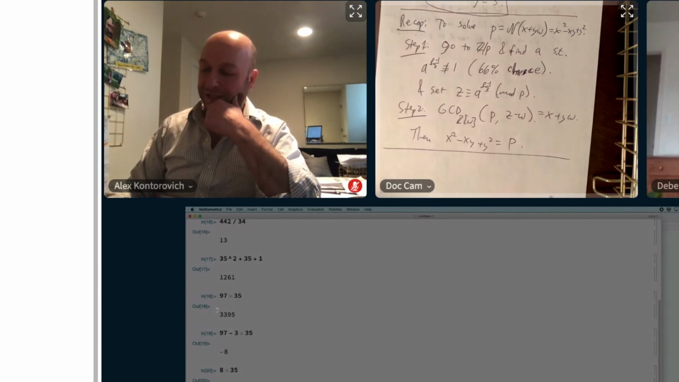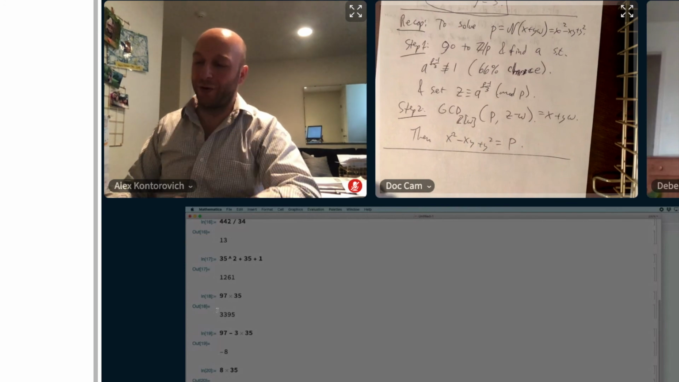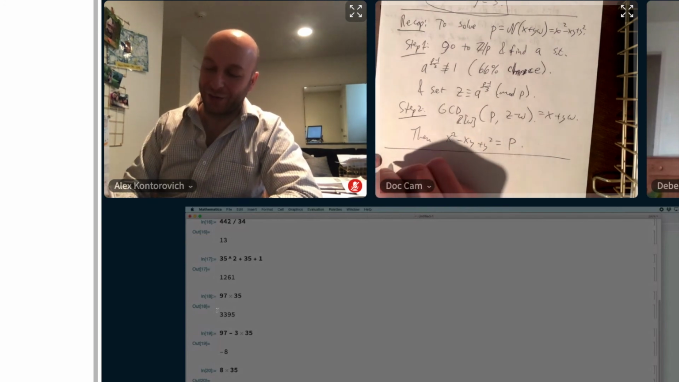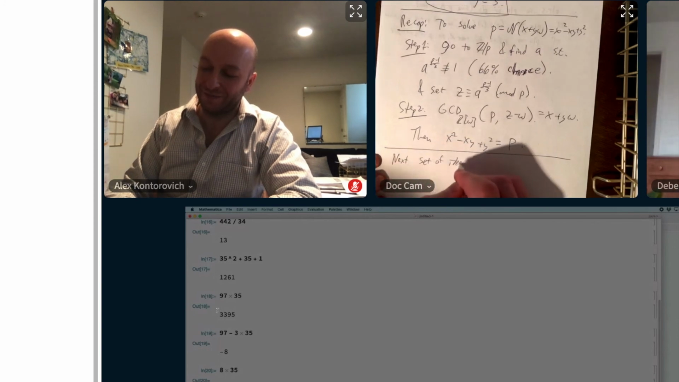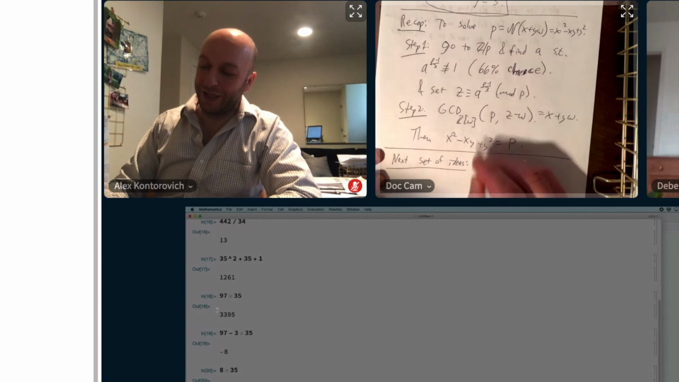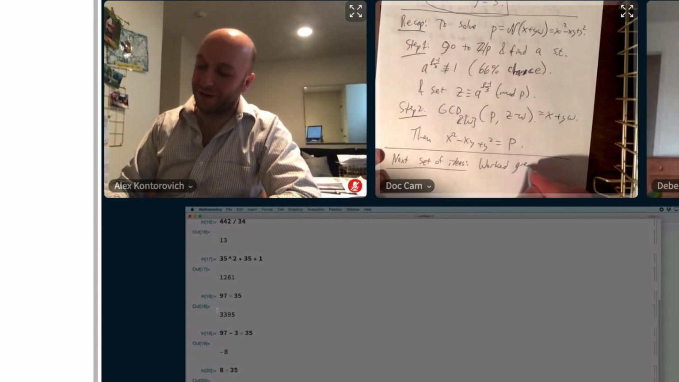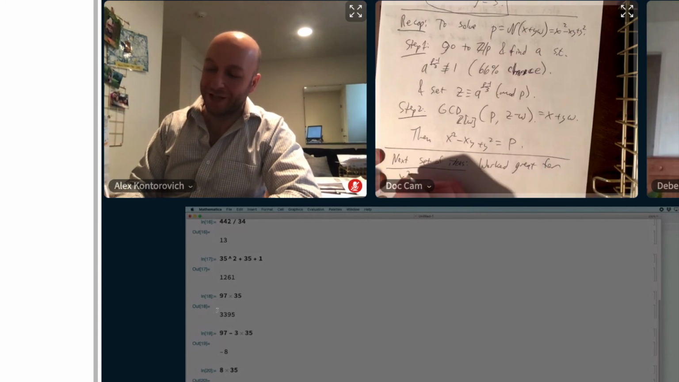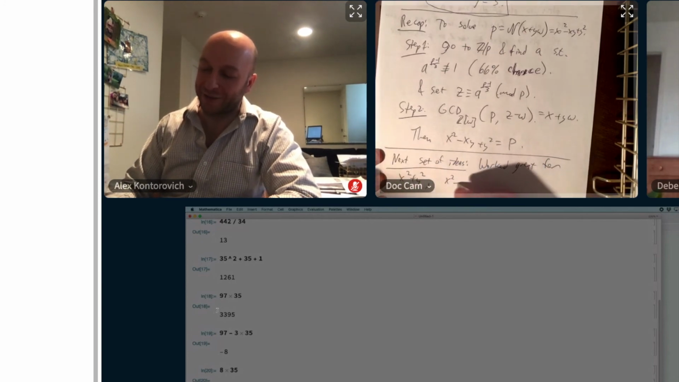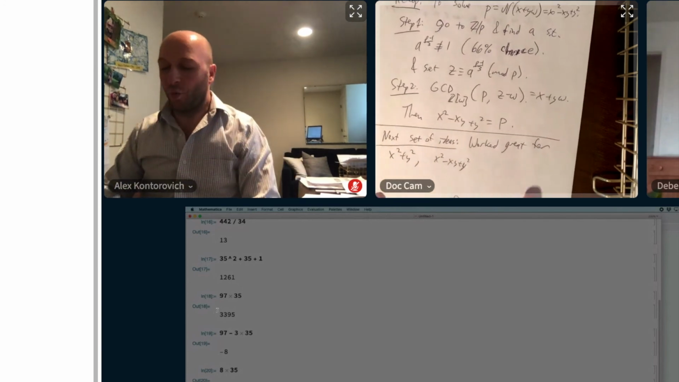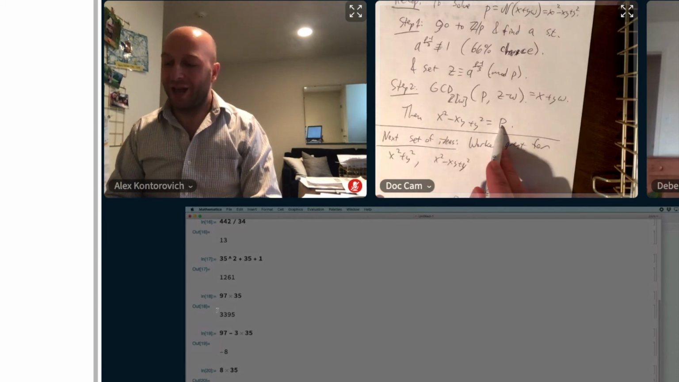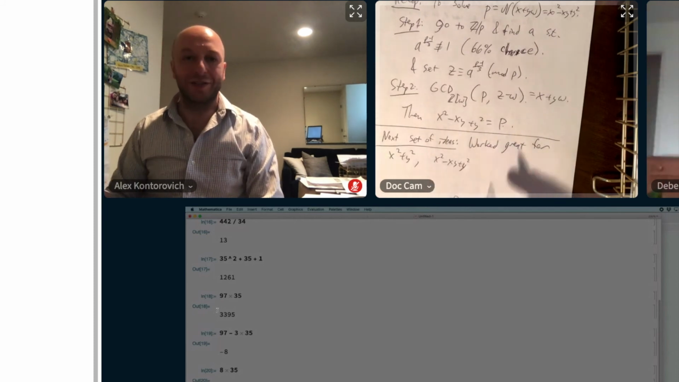All right, so let me preempt what we're going to do next. So next set of ideas is this game. This worked great for the norm forms, x squared plus y squared and x squared minus xy plus y squared. We very quickly were able to find representations of primes. Once you find a representation of one prime, how do you find representations of products of primes?